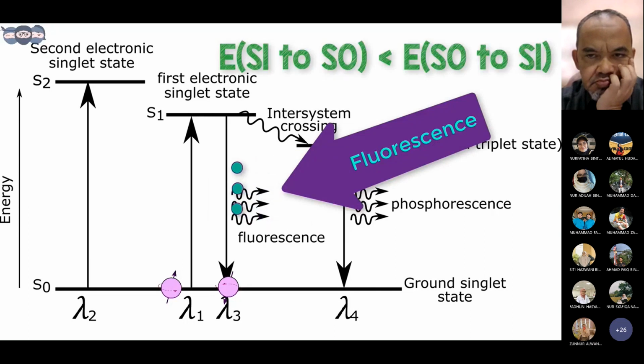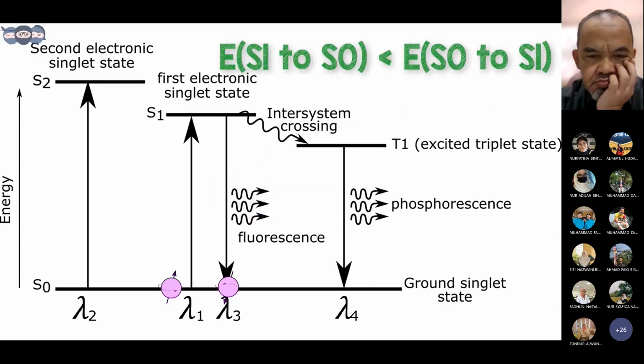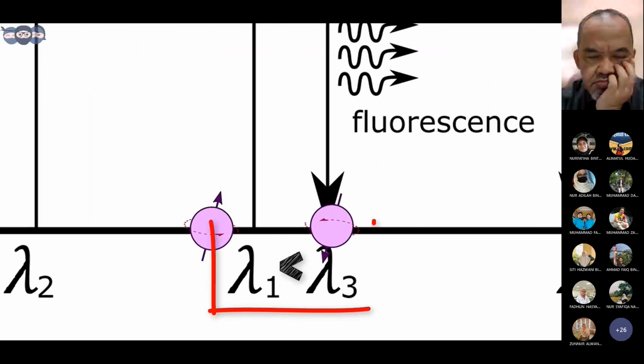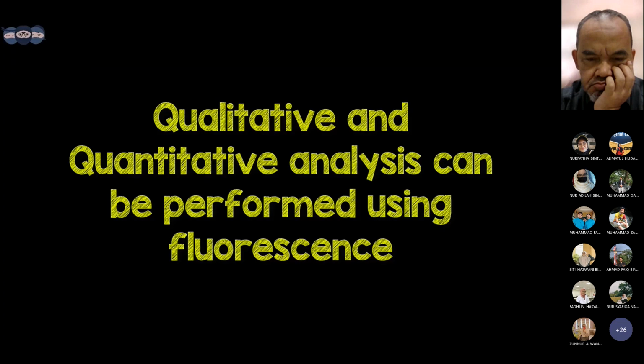This transition involves less energy than the original absorption. So, the emitted wavelength is greater than the absorption wavelength. That is, lambda 3 is greater than lambda 1. One can perform both qualitative and quantitative analysis of a sample by studying and measuring its fluorescence.